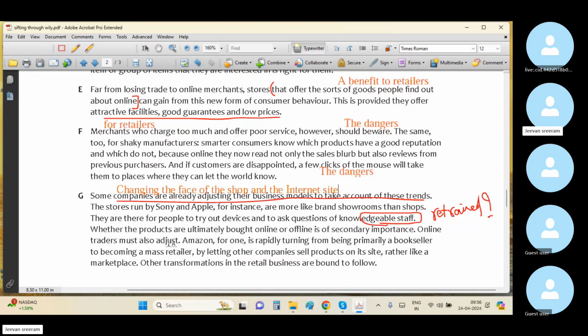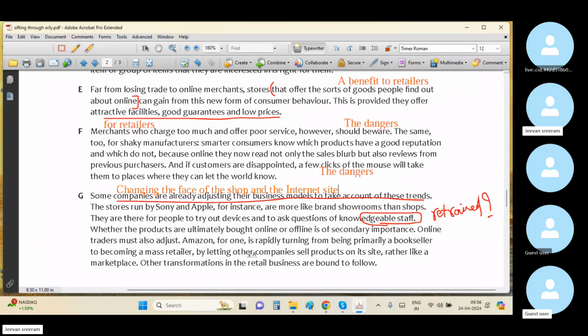Okay, if it is an online trader, he has to change the way he does business based on customer requirements. Amazon was basically a bookseller. Now it is allowing all other sellers to sell their products on its website. That's how they adjust their business.